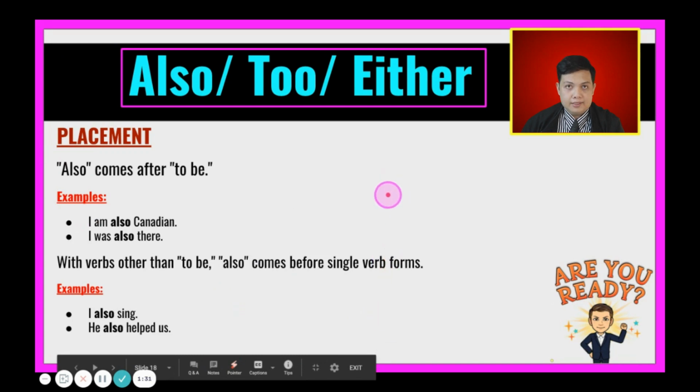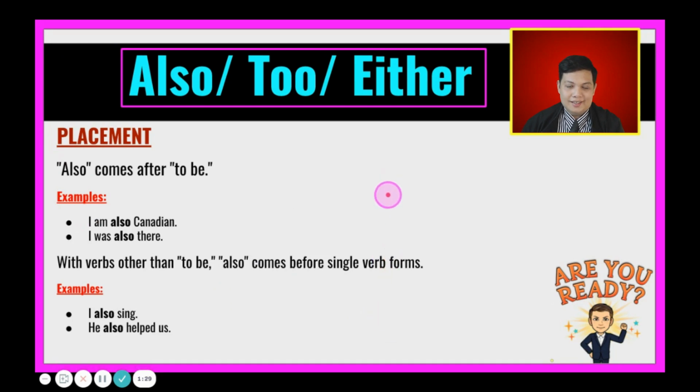Now, how do we place also in a sentence? Also comes after the verb to be. Example, I am also Canadian. Next sentence, I was also there. So also comes after the verb to be, am and was.